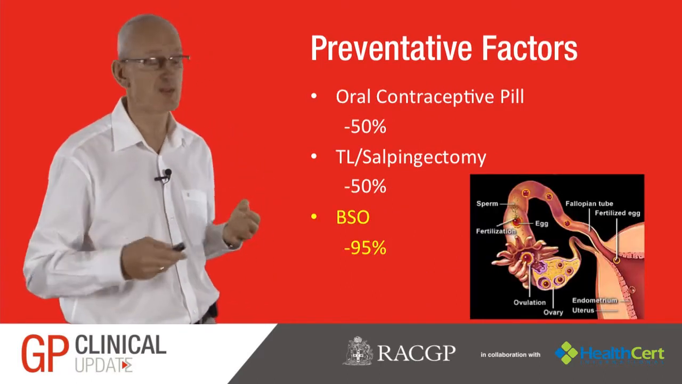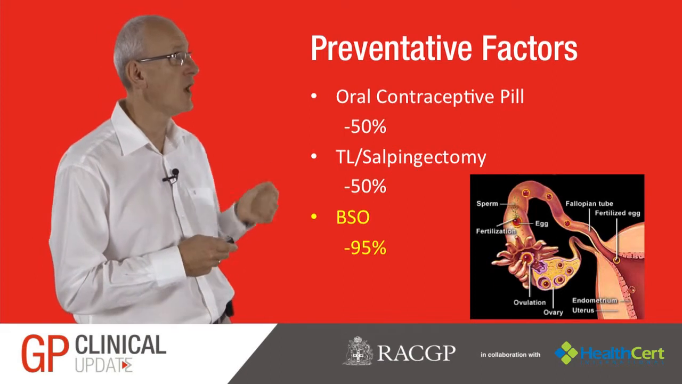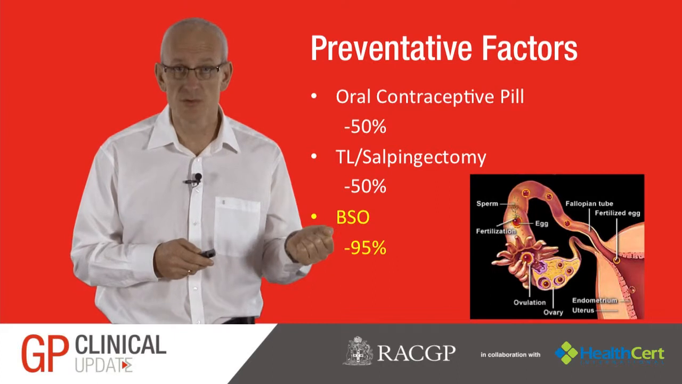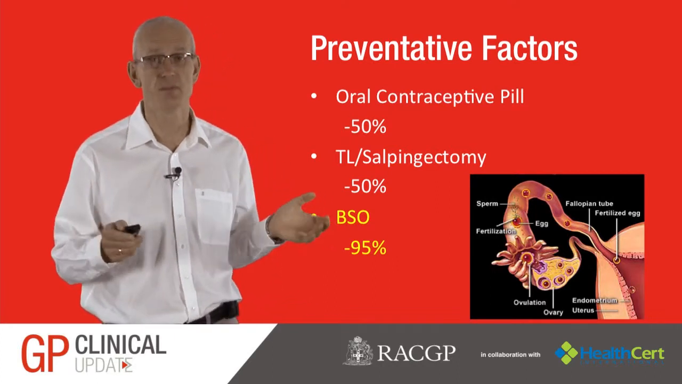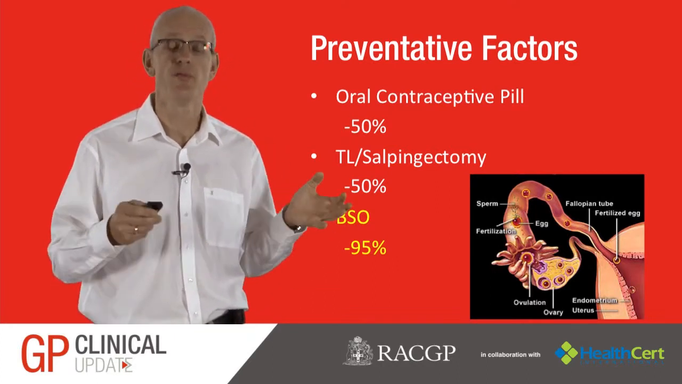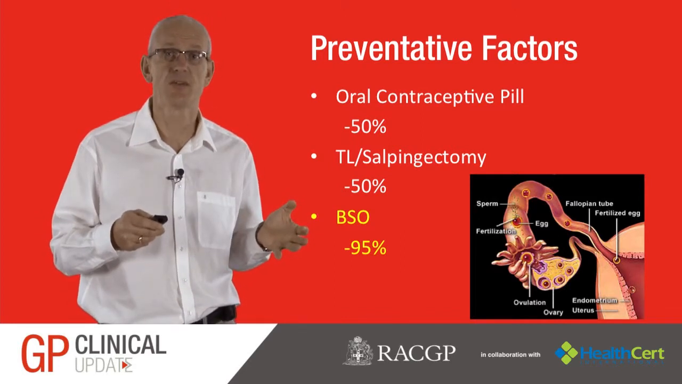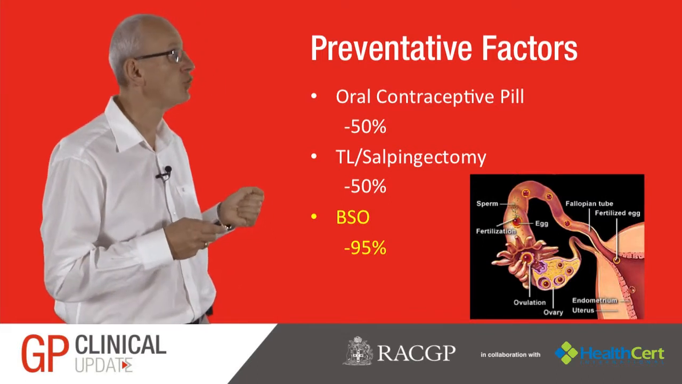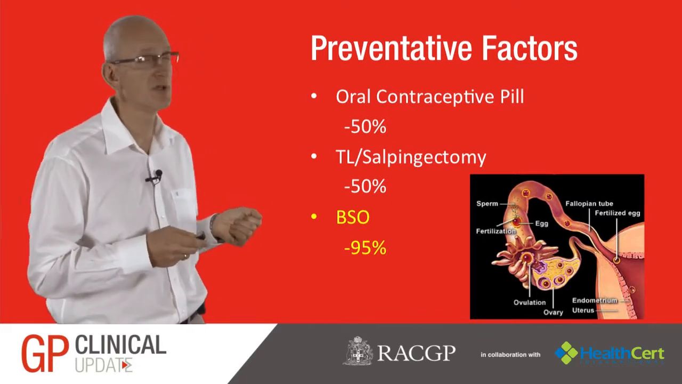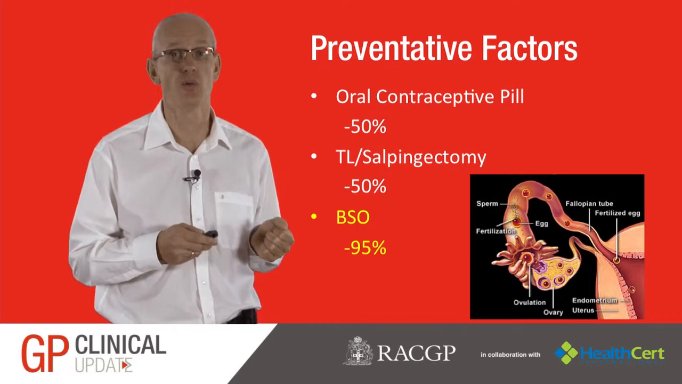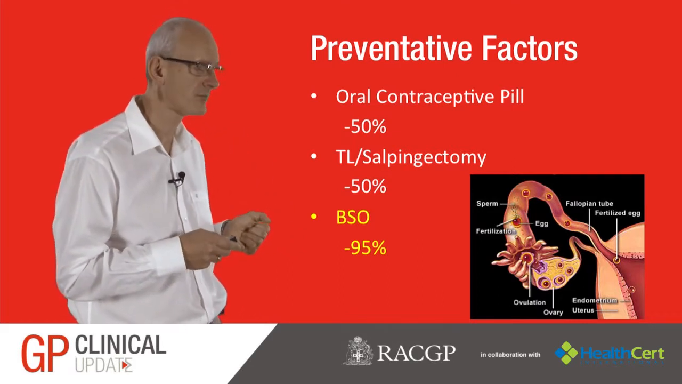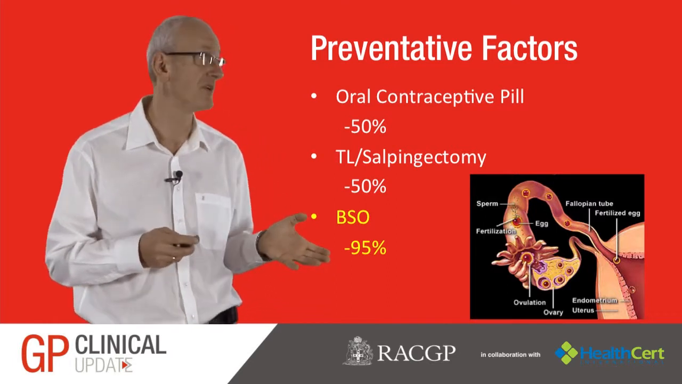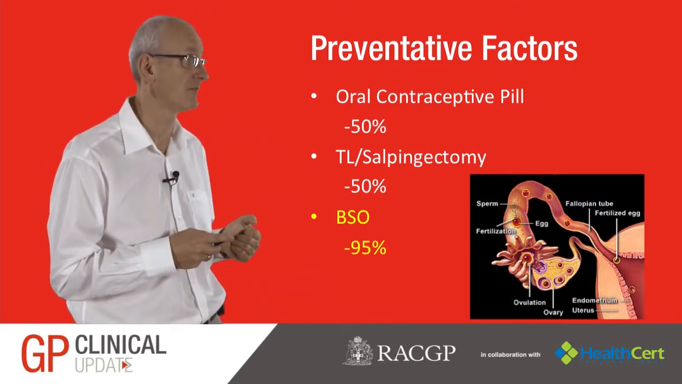Now, there are risk factors, but there are also preventative factors. Those factors are: the oral contraceptive pill reduces ovarian cancer risk by 50%, and that is true for spontaneous ovarian cancer and for hereditary ovarian cancer. Tubal ligation and salpingectomy also reduce the risk of ovarian cancer by about 50%. Bilateral salpingo-oophorectomy reduces the risk of ovarian cancer by 95%.